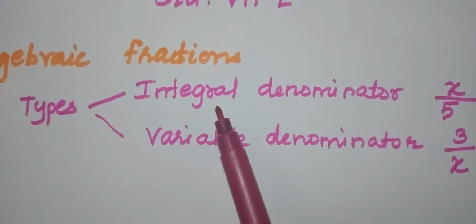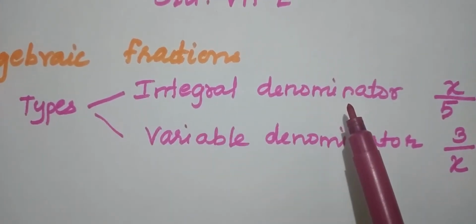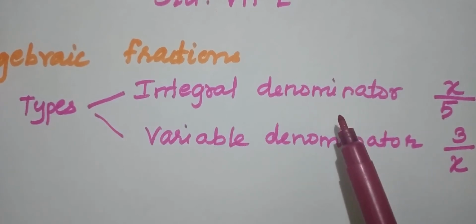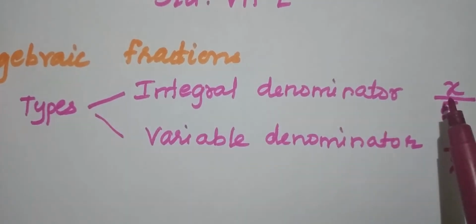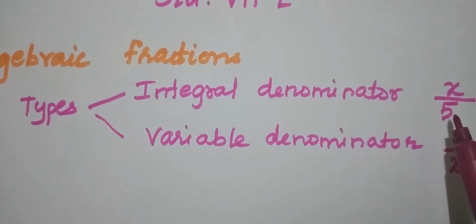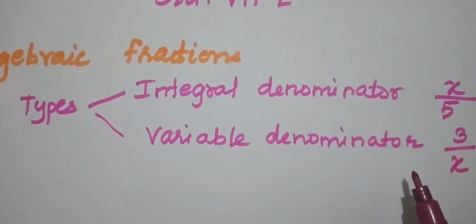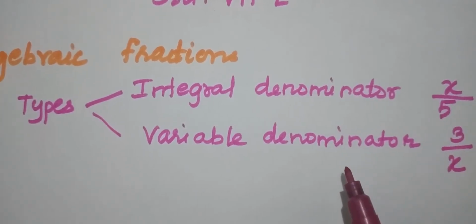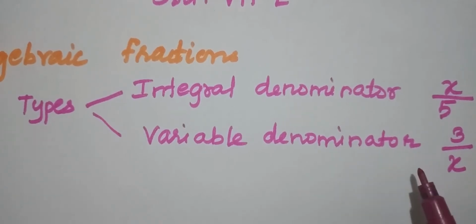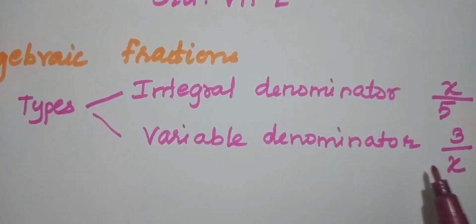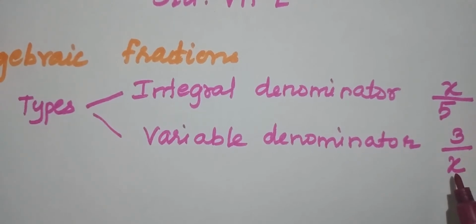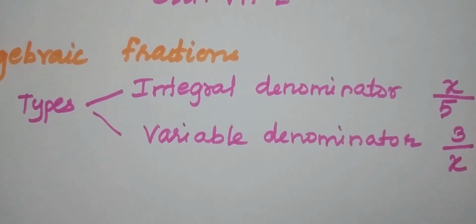What do you mean by algebraic fractions having integral denominator? Yes, algebraic fractions which have only constants in the denominator are known as algebraic fractions having integral denominator. What do you mean by algebraic fractions having variable denominator? Yes, algebraic fractions which have variables in the denominator are known as algebraic fractions having variable denominator.